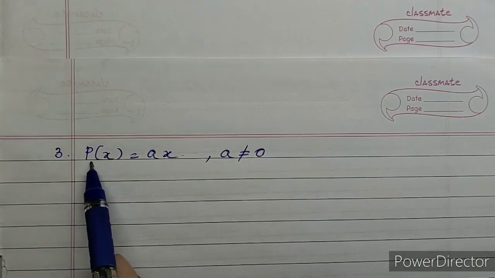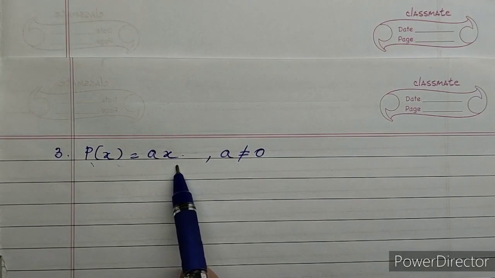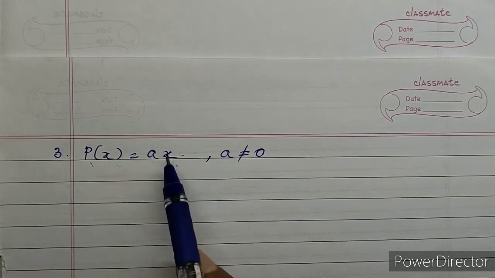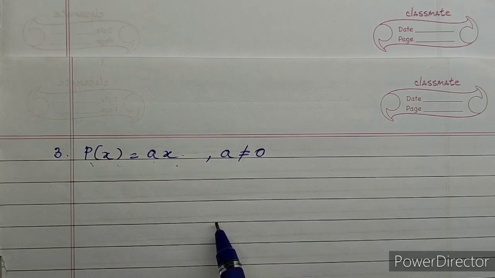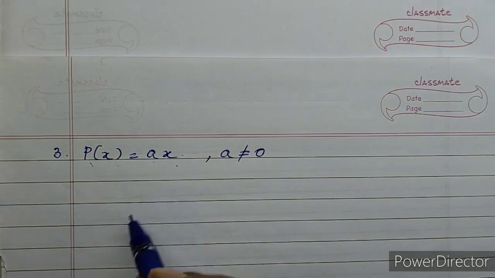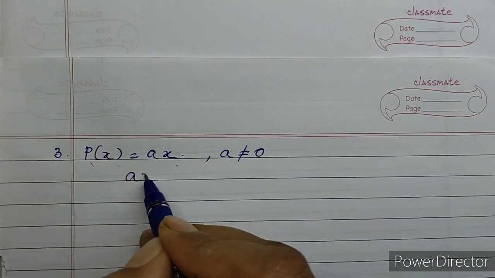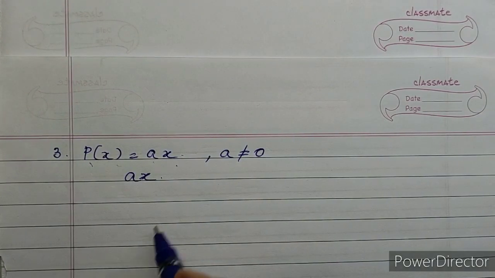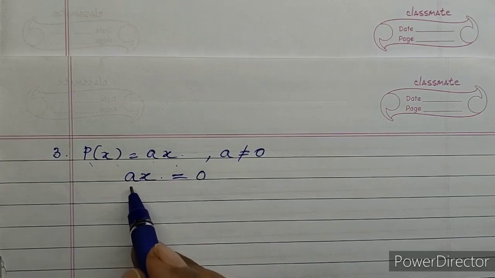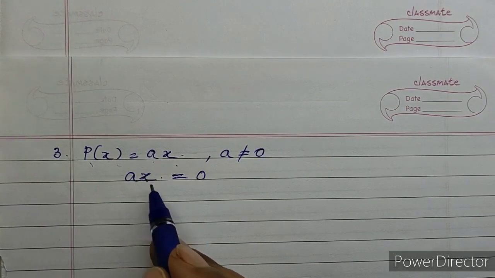Next sum is p of x is equal to ax, where a is not equal to 0. This condition is given. If a is 0, this will become p of x is equal to 0, so only that condition is given. Now what do you have to do, the first step for finding the 0 of a polynomial? You have to take the polynomial and equate it to 0. And now what you have to find? The x value you should find.